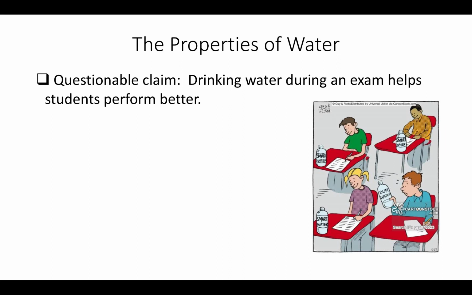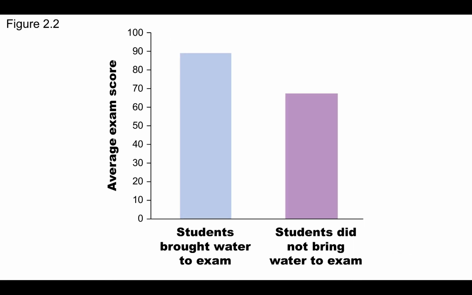So we're going to look at the properties of water next, and our questionable claim is that drinking water during an exam helps students perform better. We're actually going to take a look at a study conducted by the University of East London. That's where you compare, here's our x-axis, that would be the independent variable, and the y-axis, the dependent variable. So the average exam score is going to depend upon whether the student brought water to the exam.